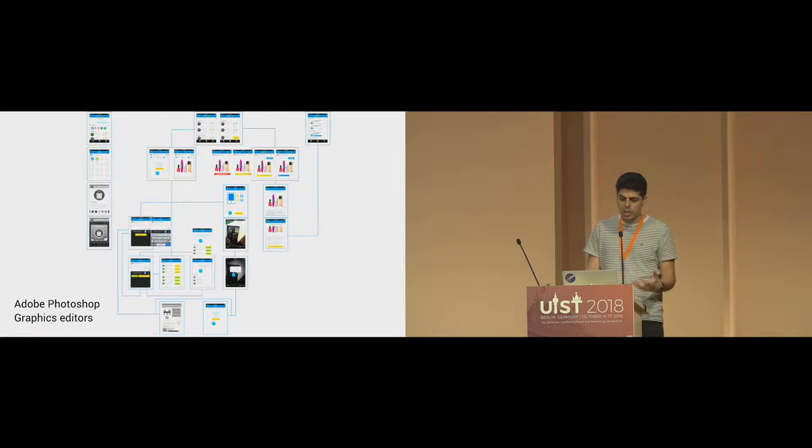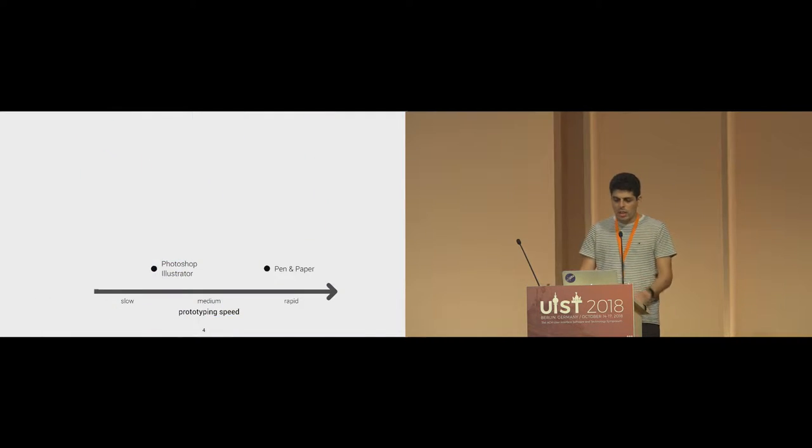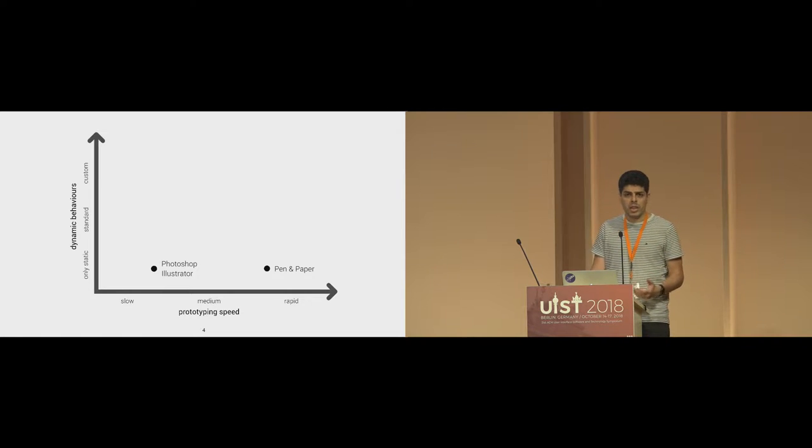But designers also use digital tools to translate these hand-drawn sketches into refined mockups. In terms of prototyping speed, if we compare pen and paper and tools like Photoshop or Illustrator, pen and paper is much more rapid. But at the same time, if we analyze the dynamic behaviors that are prototyping, both of them are only supporting static prototypes.